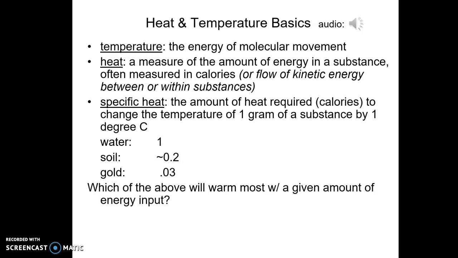So which of the above will warm most with a given amount of energy input then, to see if you're understanding the slide? The answer, gold. Yeah, it doesn't take much energy to raise gold 1 degree C. And so if you put a calorie into gold, it's going to have an enormous response. It only takes 3/100ths of a calorie to raise it 1 degree C.